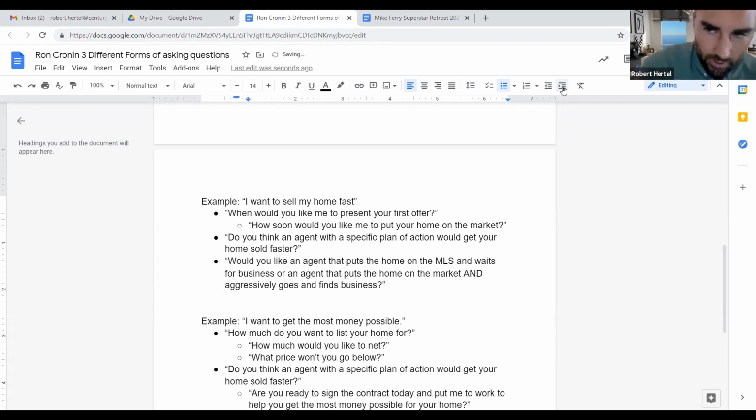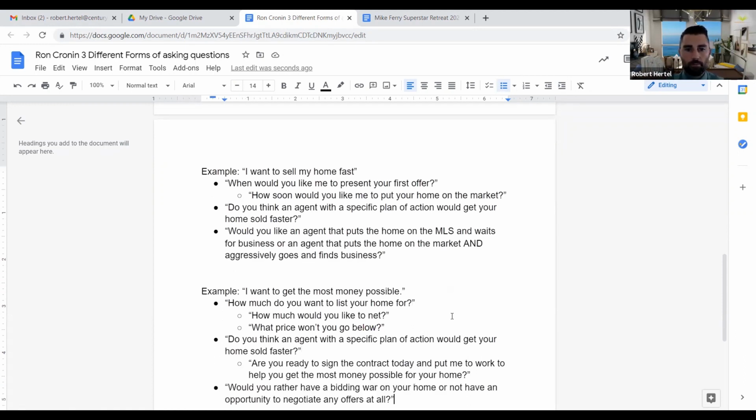So, I want to get the most money possible. Great, how much do you want to list your home for? Perfect, it makes them come up with the answer. Or how much would you like to net? What price won't you go below? These are great questions that you can use to get them to explain an answer to you. Or yes or no questions.